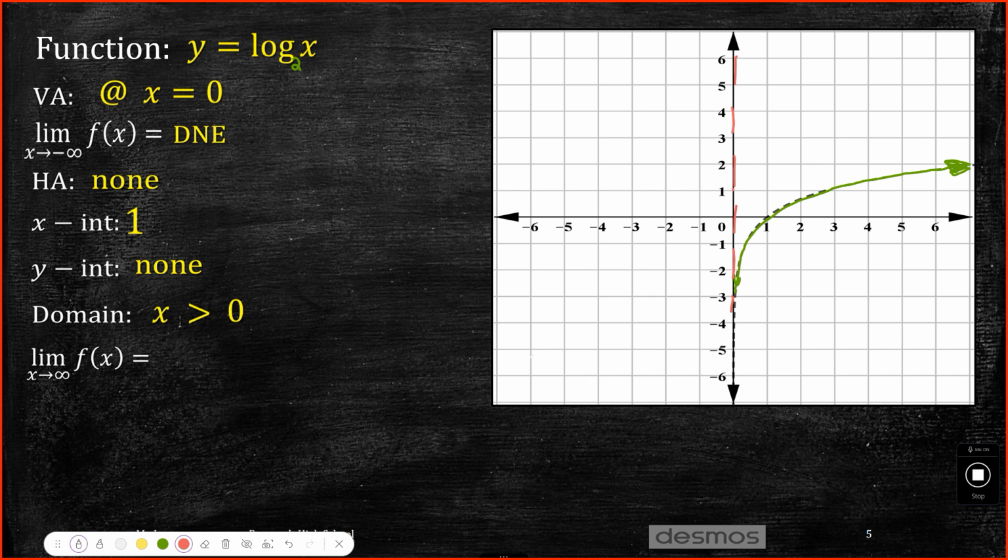So what is the limit as x approaches infinity? Infinity. Very slow, like extremely slow, but it will eventually reach infinity. It's trying to reach infinity. It will. Yep. Moving on.